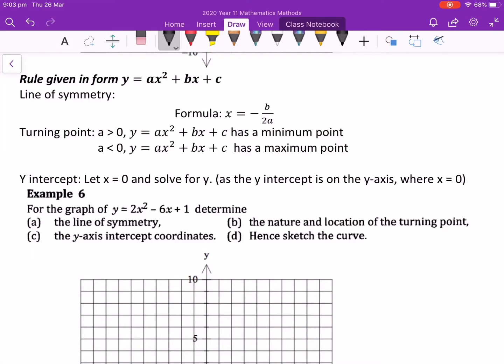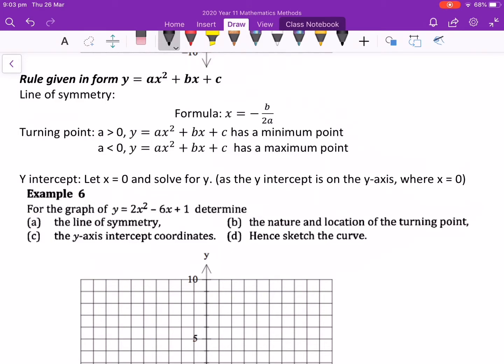Hi guys, welcome back. This is another video about how to sketch quadratic graphs when you're given it in different formats. Now, I've done two previous videos before this. One of them is about the quadratic in turning point form, and another one is in root form. So go check those out if you're not sure about how to do those.